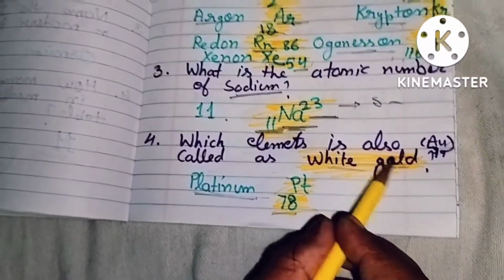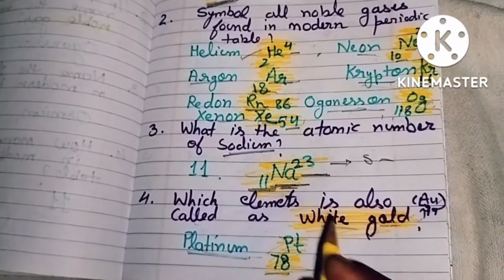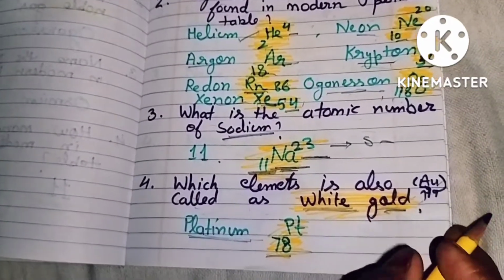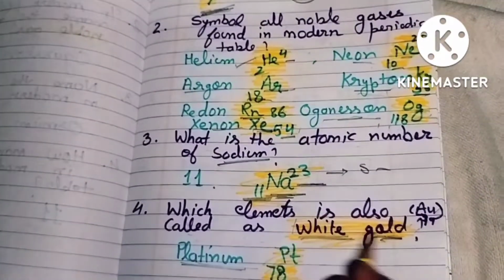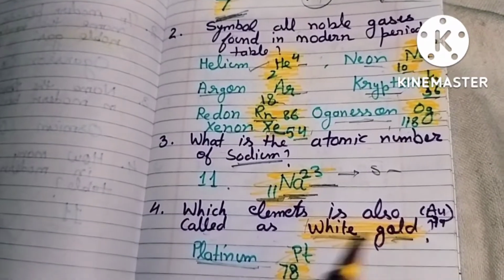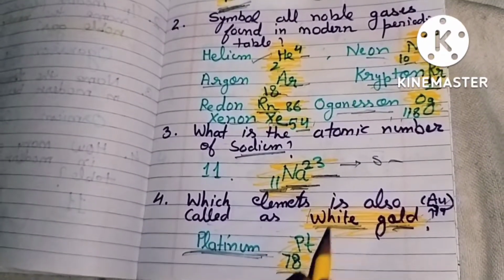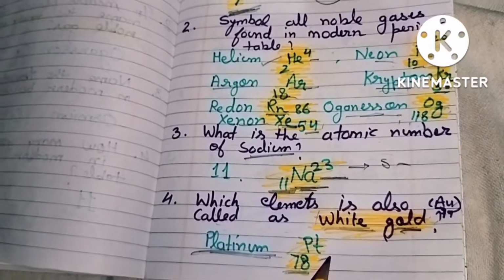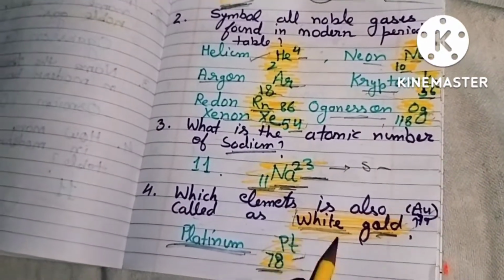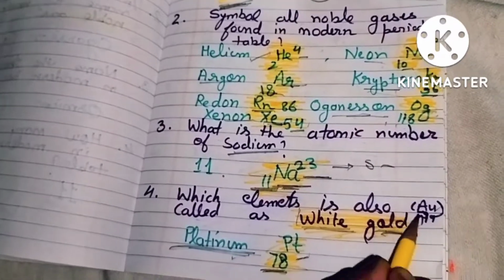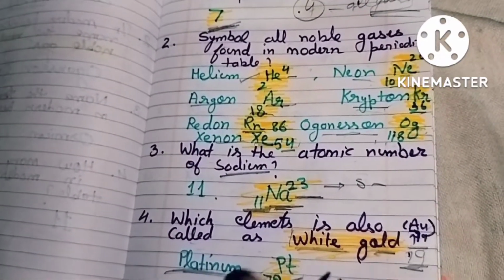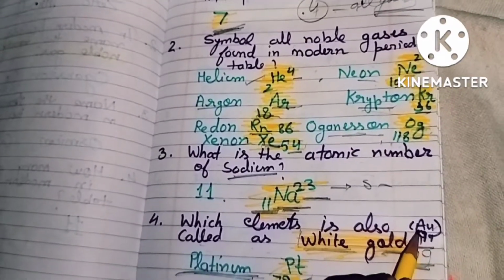Which element is also called white gold? The common name is white gold, but it is not gold. It is platinum, identified by the symbol Pt. Gold has atomic number 79 and its symbol is Au.